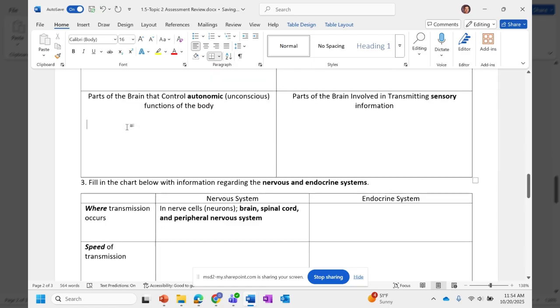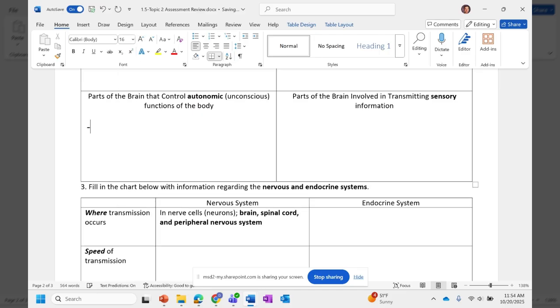Autonomic, unconscious. Now we're getting into the lizard brain portion of things. So we're thinking about the pons as the first part of that. It's going to regulate a little bit of the sleep-wake cycle and some autonomic functions like sleeping and breathing and things like that.